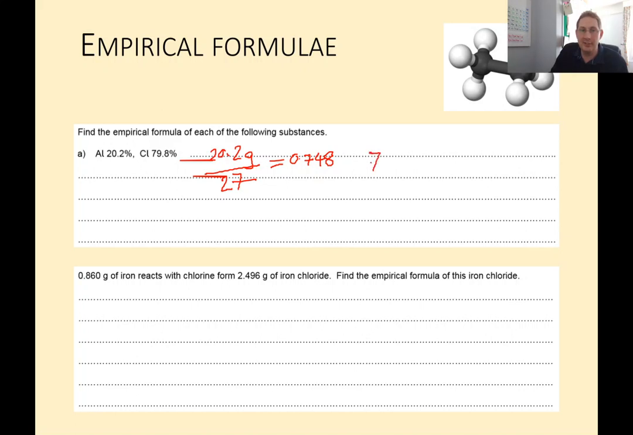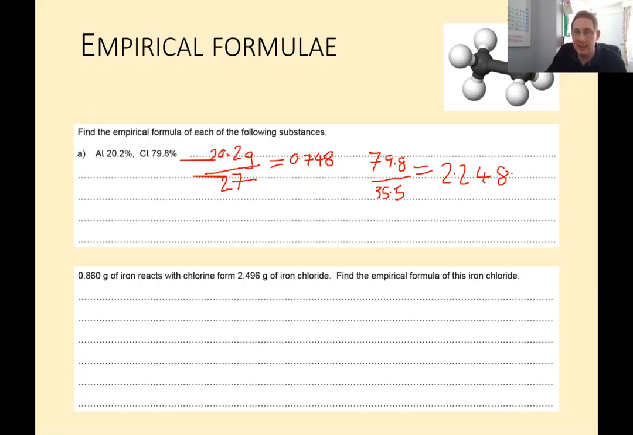For chlorine, we'd have 79.8 divided by 35.5. This is atoms, right? This is why we're not doubling it. It's not the number of chlorine molecules, it's the number of chlorine atoms. And if we do that, 79.8 divided by 35.5 is 2.248. We can look at these numbers and divide both of them by the smaller number, 0.748.